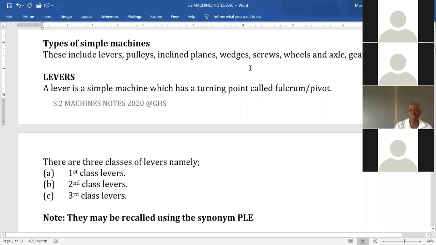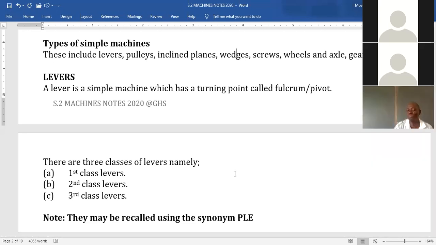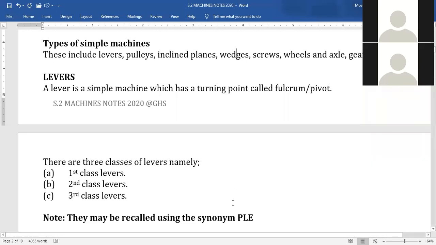It's supposed to prevent movement. For example, if you have a car on an inclined plane, and you fear that if you leave it there, it may move, you get a kind of a stone and you put it below the car tire. That is a wedge.